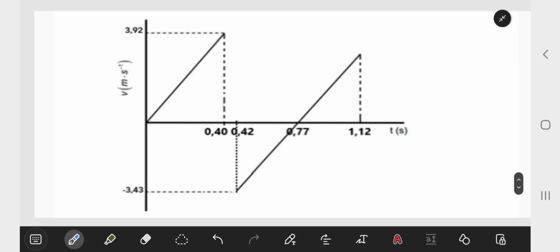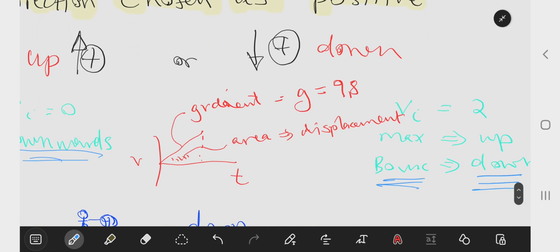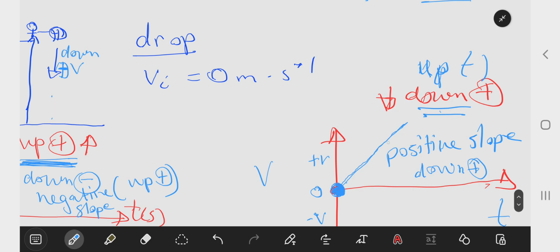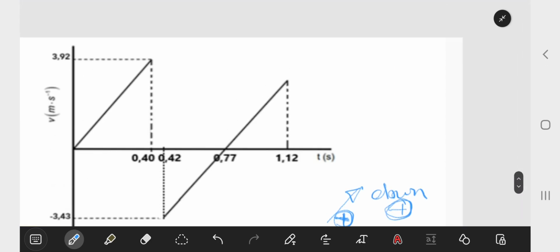If one were to ask which direction was chosen as positive, you just have to look at the slope of your graph. If it has a positive slope, downwards was chosen as positive. So we can simply say if the lines are going up, downwards was positive, right?